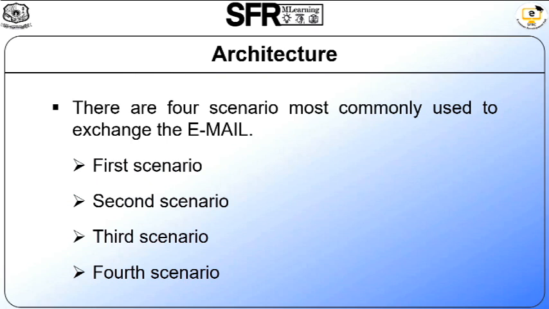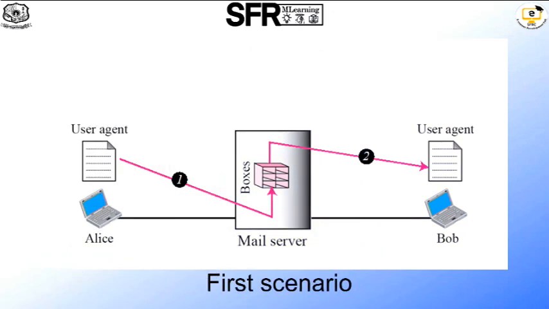Next, architecture. These are the four scenarios most commonly used to exchange email: first scenario, second scenario, third scenario, fourth scenario. In the first scenario, the diagram represents that the sender and the receiver of the email are on the same system. They are directly connected to the shared system. The administrator has created one email box for each user where the received messages are stored.